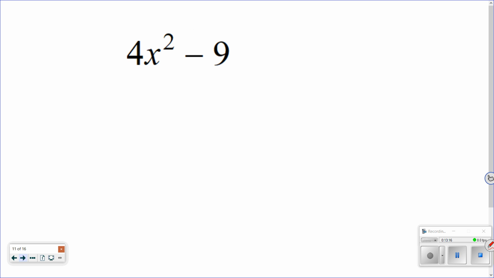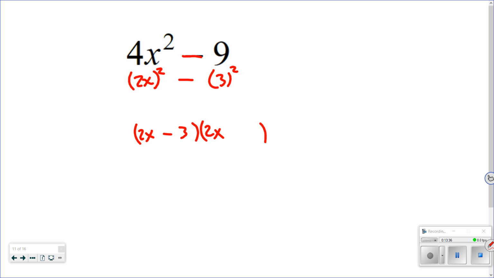4x squared minus 9. Again, it's got a minus, and it's got 2 terms. So let's check to see if they're perfect squares. I square 2x to get 4x squared. I square 3 to get 9, and there's a minus in between. Okay, it fits the pattern. So all I do is 2x, 2x, minus 3, plus 3. We got it. We're done.